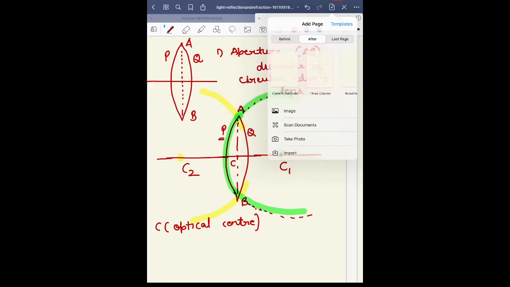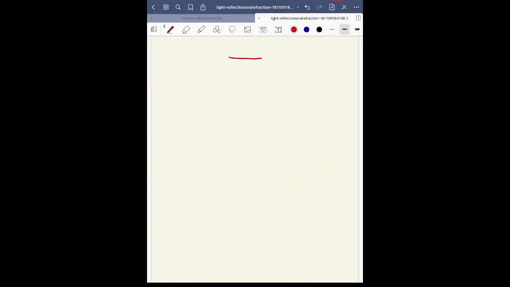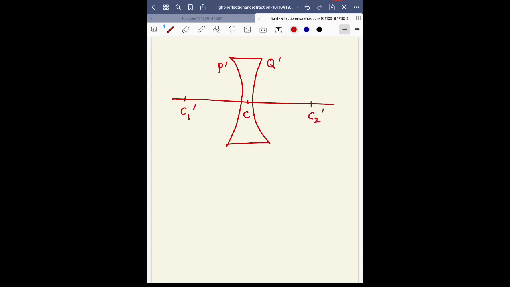Similarly, a concave lens will also have two centers of curvature. This is our concave lens. This is our principal axis passing through the optical center. If P dash is my first surface, here will be the center of curvature for this, which I am denoting by C1 dash. Q dash is my second surface, and its center of curvature will be C2 dash. Which side of the principal axis the center of curvature lies on depends on which spherical mirror we are talking about. After the optical center comes the principal focus and focal length.